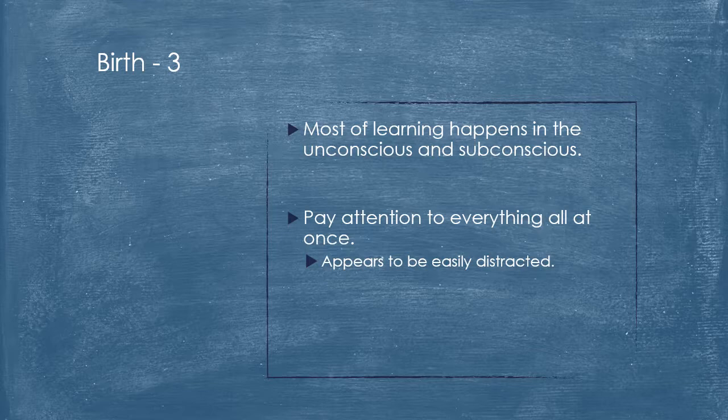So most of the learning in this group happens in the unconscious or the subconscious. So students below the age of 3 are not consciously thinking, ooh, I want to learn about colors, let's go over here and work on these colors. It's something that you're constantly introducing. It's in their environment, and they're just naturally absorbing it into their consciousness.